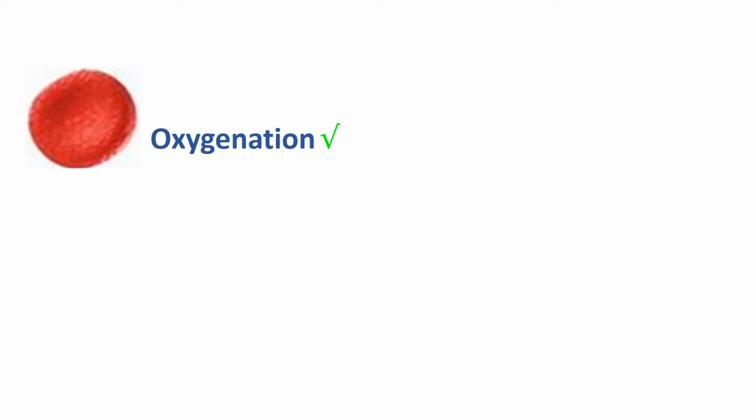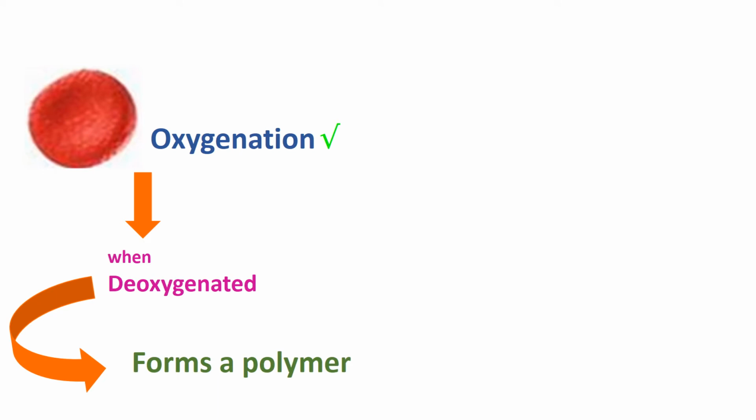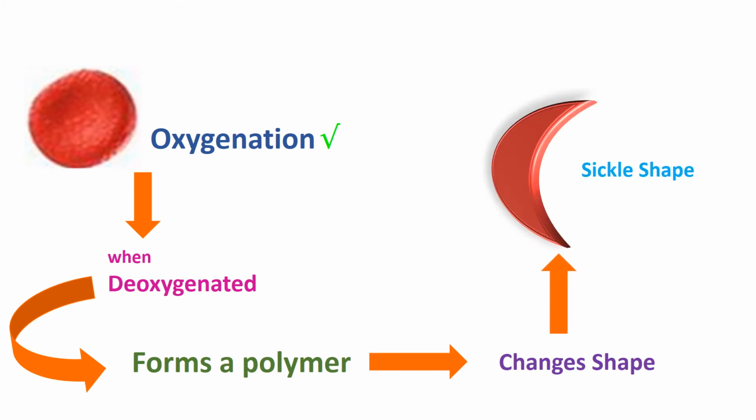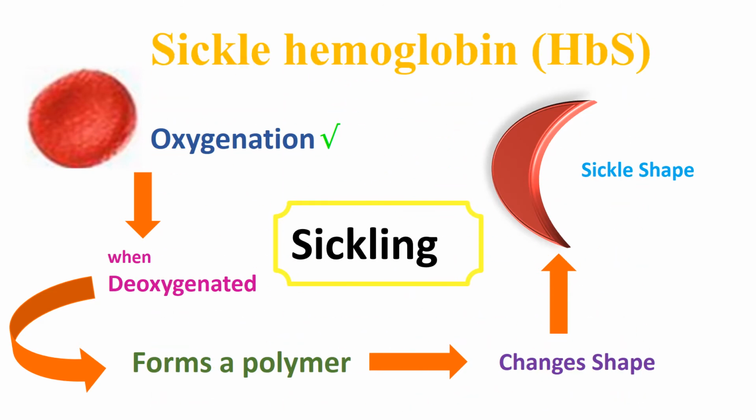Sickle hemoglobin itself has a very low oxygen affinity, but there is no problem during oxygenation. The real problem starts once it's deoxygenated, because after that it starts to form a polymer of itself. Now, after forming a polymer, it changes its shape to what we know as the sickle shape or the crescent or the semilunar shape, and the process is called sickling. This is what we know as sickle hemoglobin, also known as HbS.